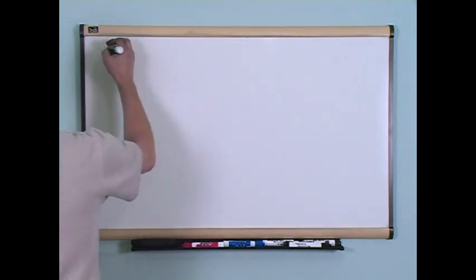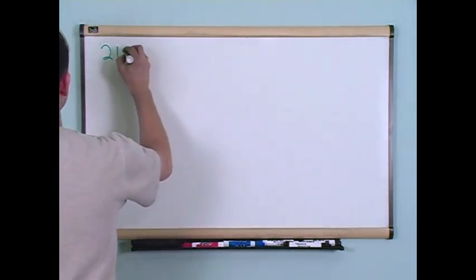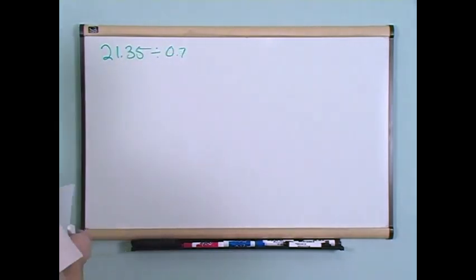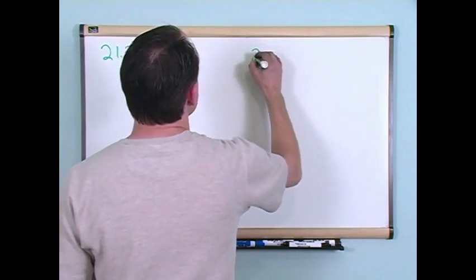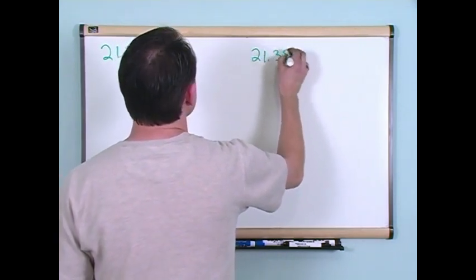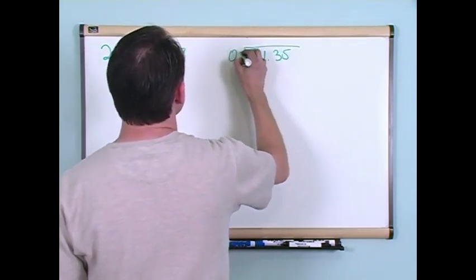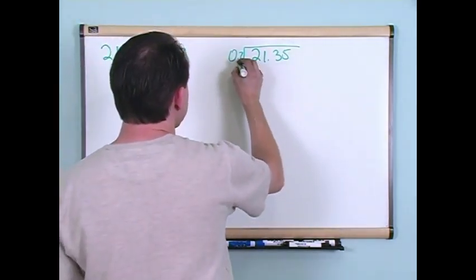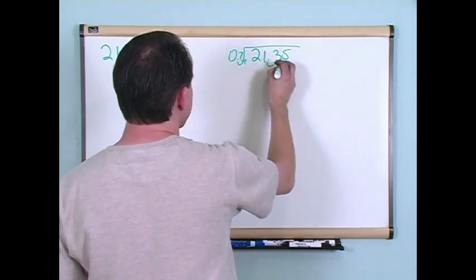So working with another problem, what if you had 21.35 divided by 0.7? Okay? So that's 21.35 divided by 0.7. Now notice I'm dividing by a decimal, and I don't want that, so I'm going to move this decimal over 1, and I'm going to move this decimal over 1.